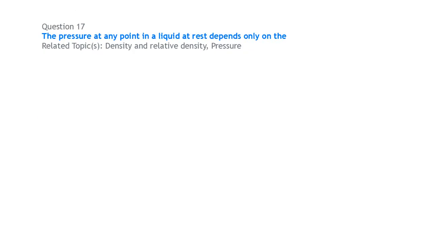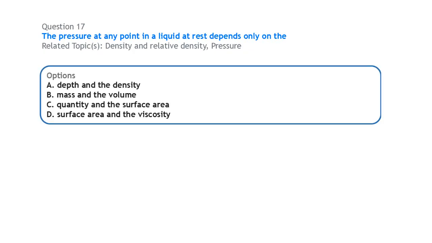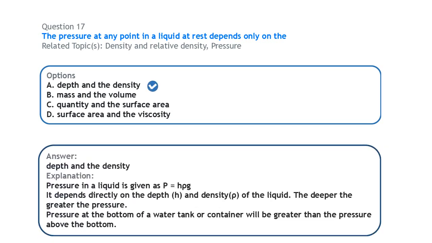The pressure at any point in a liquid at rest depends only on the depth. Pressure in a liquid is given as h rho g, where h is the depth of the liquid, rho is the density of the liquid, and g is acceleration due to gravity.